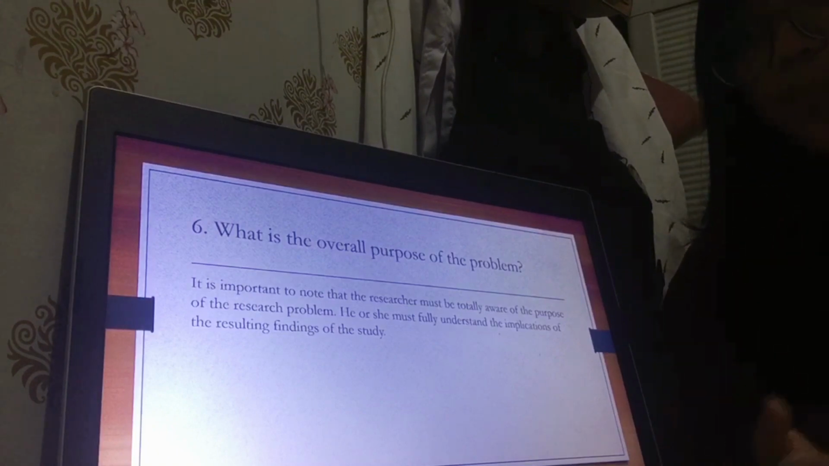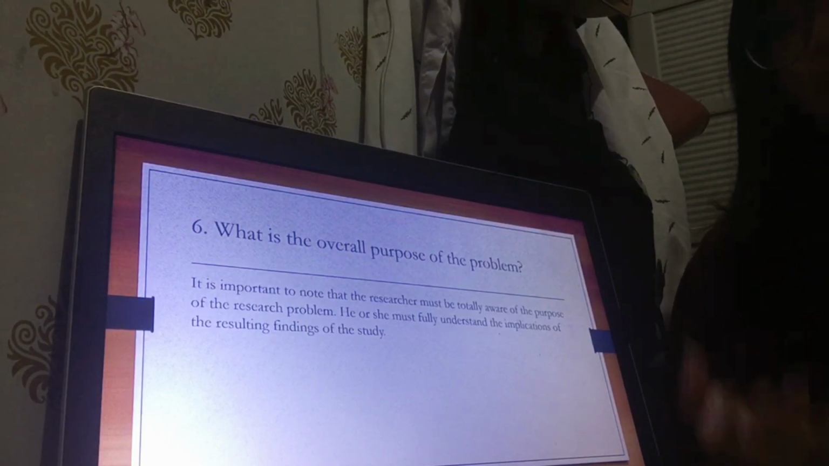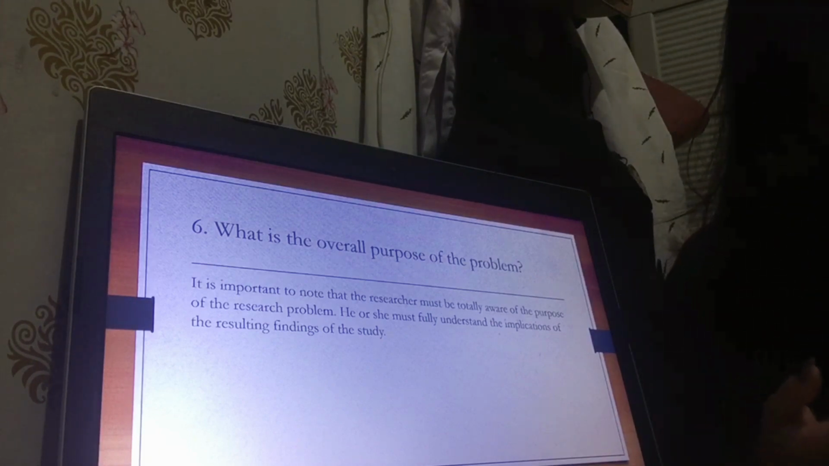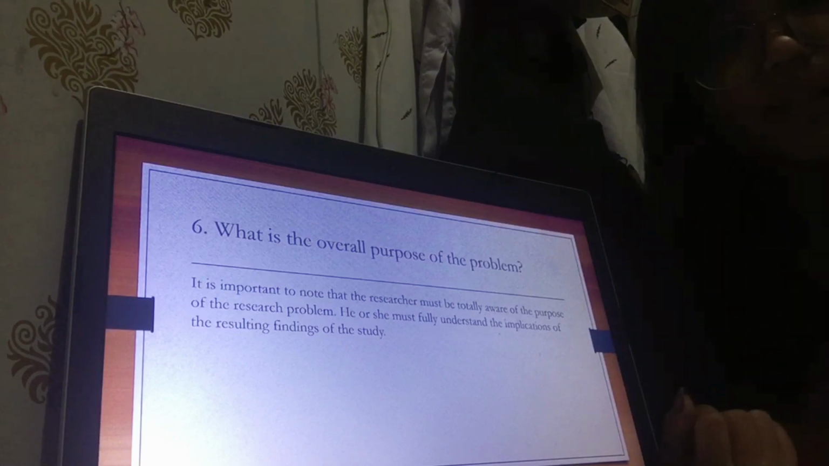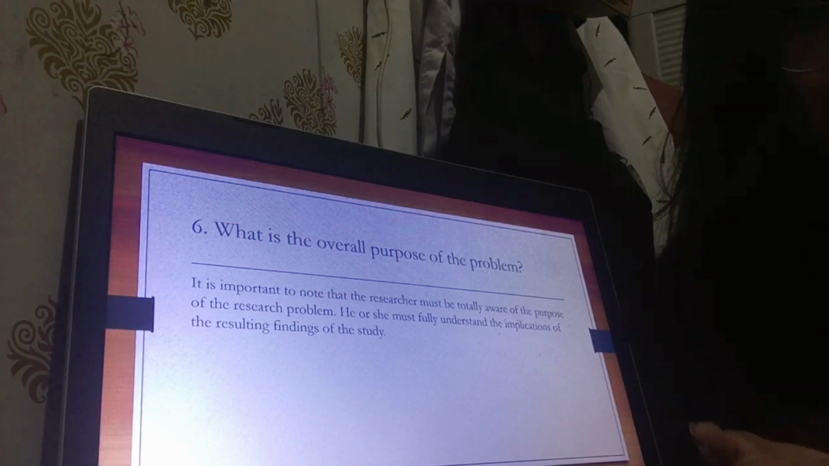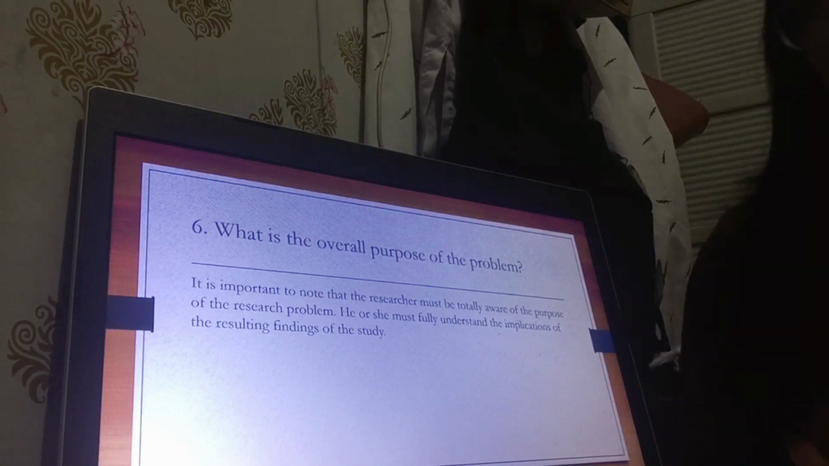What is the overall purpose of the problem? Understanding the purpose of a research problem is essential. Researchers need to know why they are studying a particular topic and what they hope to achieve. It's important to fully grasp how the findings of the study will impact the topic being researched.